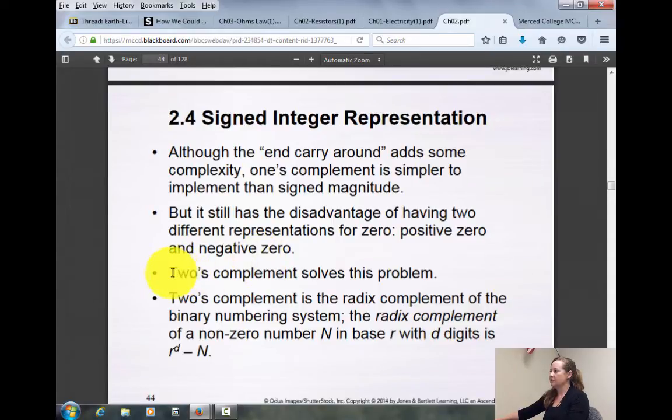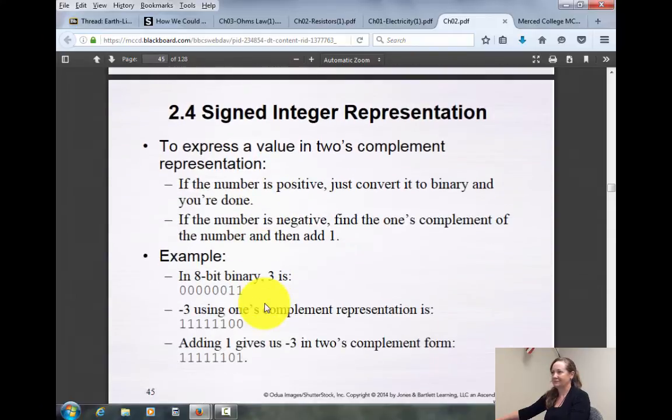So they said, well, let's try 2's complement. And 2's complement solved the problem of having 2 zeros. Okay? And 2's complement is the radix complement of the binary numbering system. And the radix complement of a non-zero number n in base r with d digits is r to the dth power, or r to the d, minus n. But it's much easier than that.